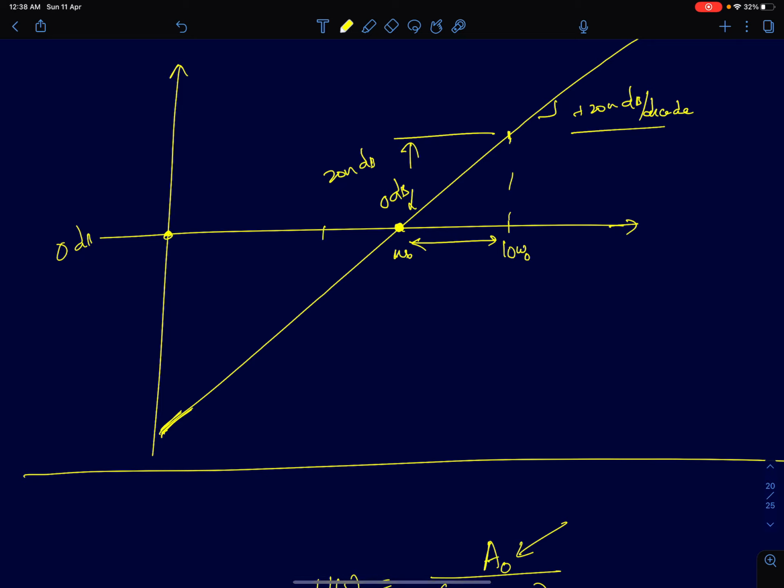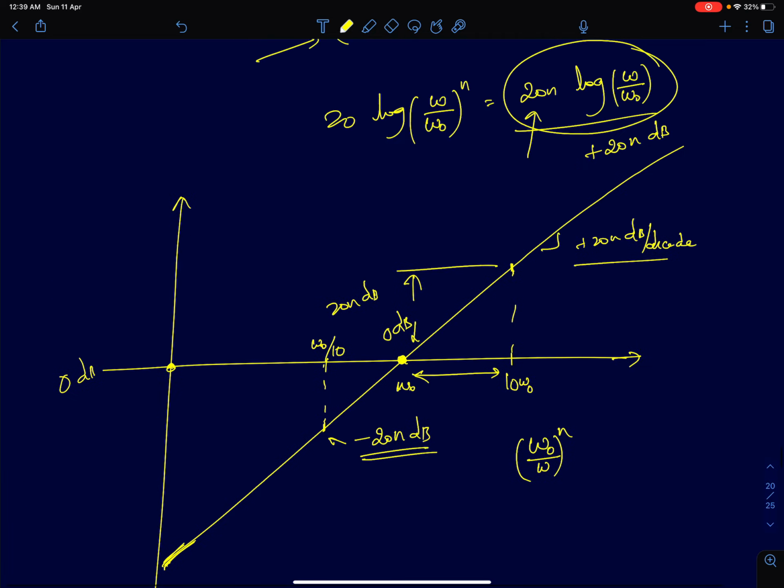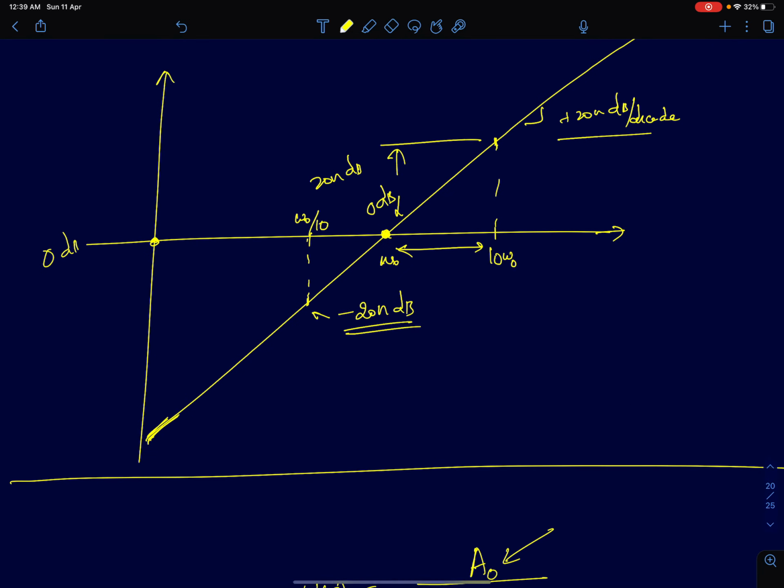So if I traverse to a frequency of value omega naught by 10 radians per second, we can easily say the value here is going to be minus 20n decibels. For a system of this type, omega by omega naught the whole power n, we can say the slope will be plus 20n decibels per decade. So if I decrease by 1 decade, the amplitude will also decrease by 20n dB.